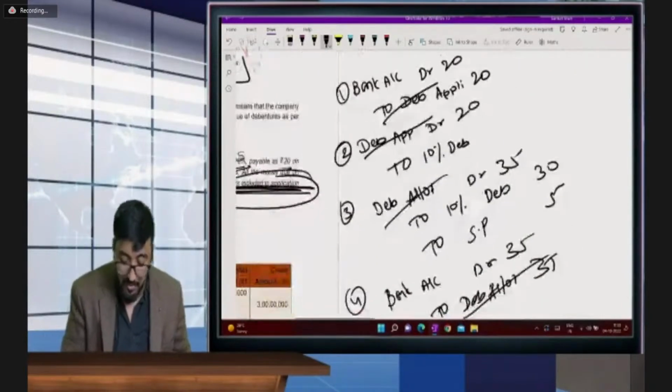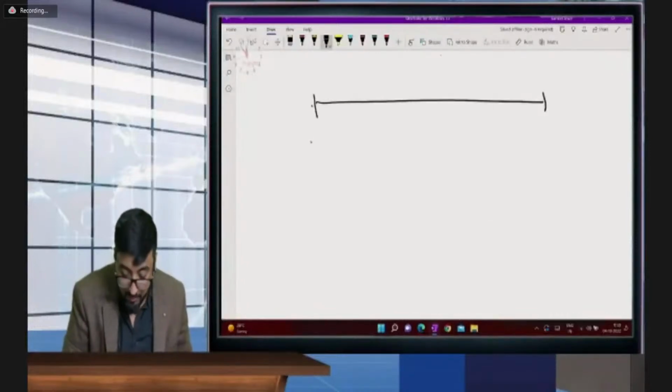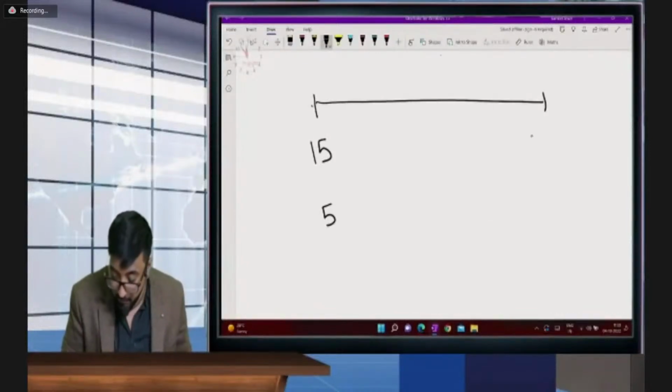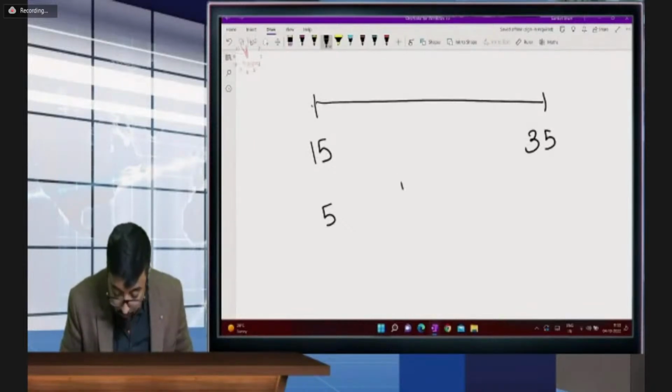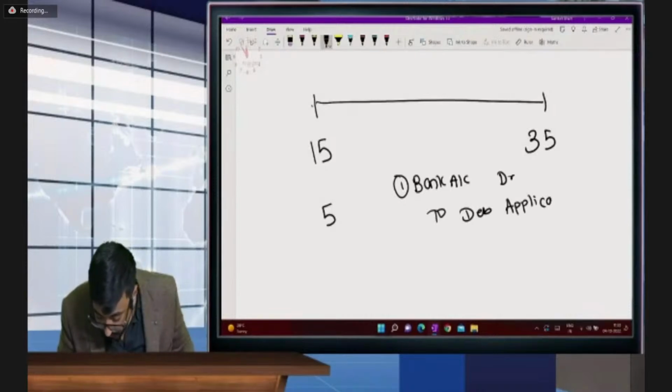Once again, I will say it fully. One more time. Diagram is like 15, 5, 35. So first entry, bank account debit to debenture application.